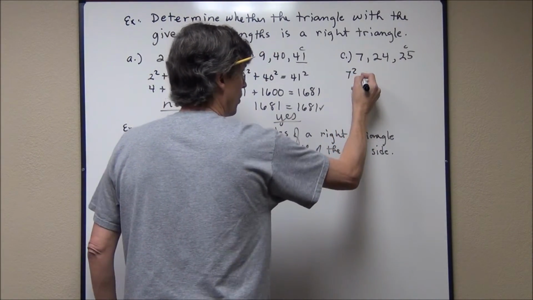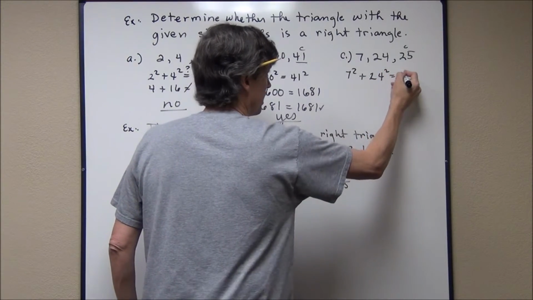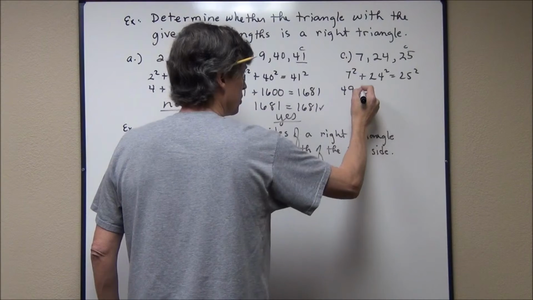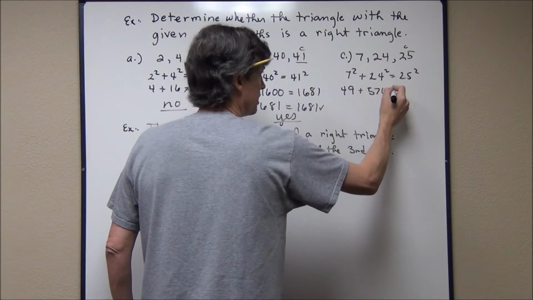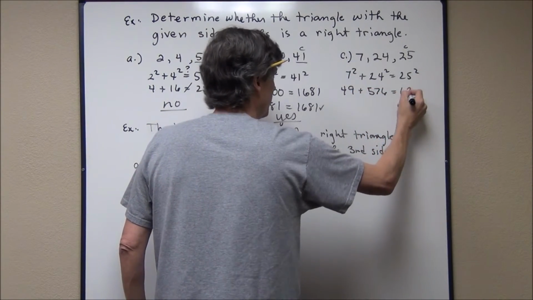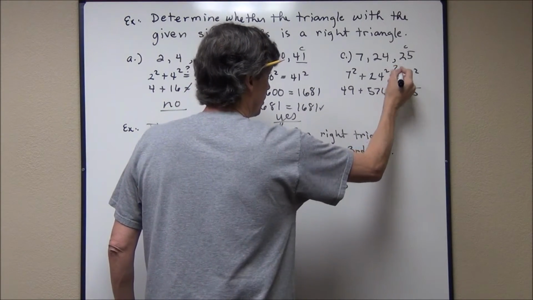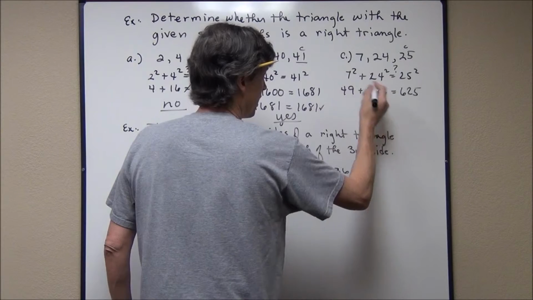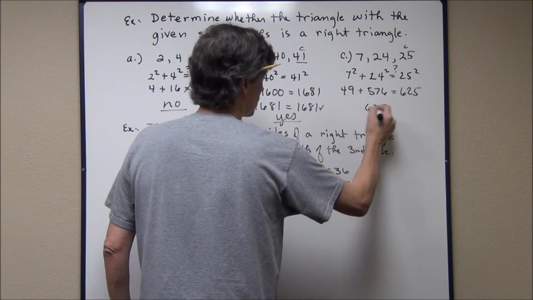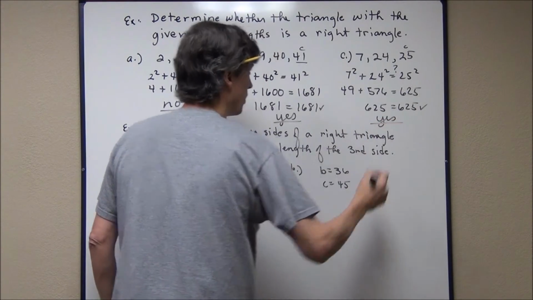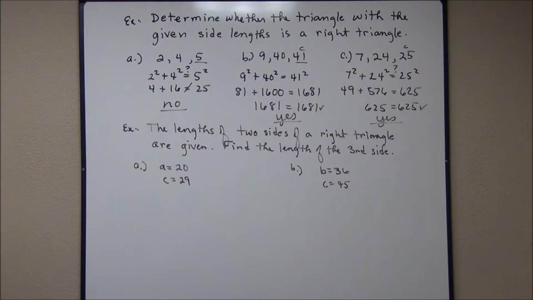I'm going to write 7 squared plus 24 squared. Does that equal 25 squared? 7 times 7 is 49. 24 times 24 is 576, and 25 times 25 is 625. If I add those together, is indeed this true? Well, let's see. That's 5 carry 1. That's a 2. 625 equals 625. That one's true. So the first one was not a right triangle, but the other two are examples of the sides of a triangle that would be a right triangle.